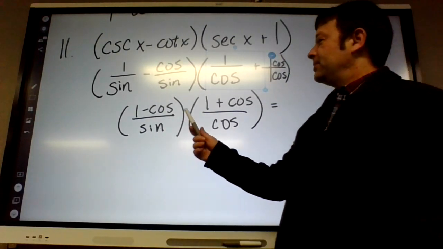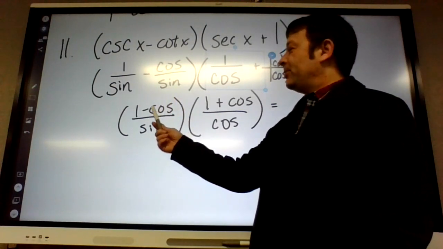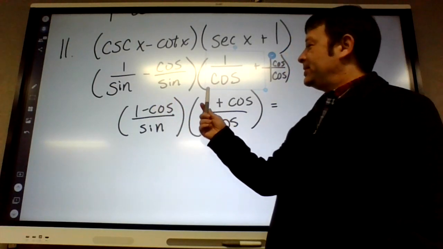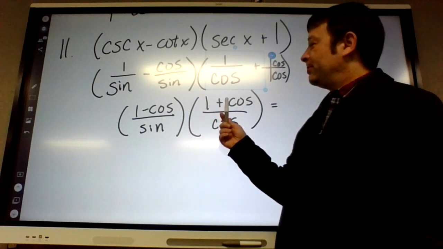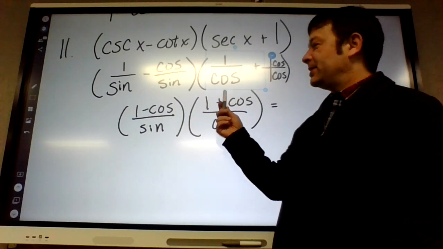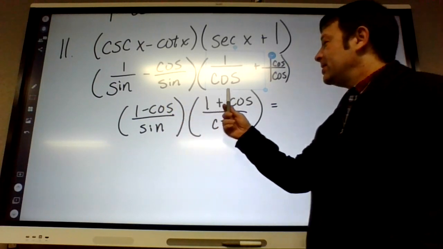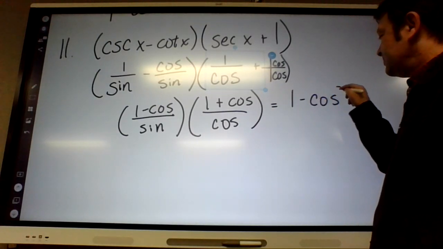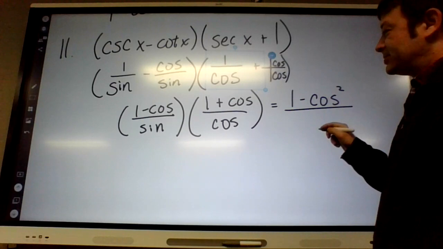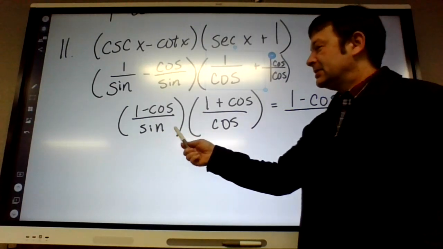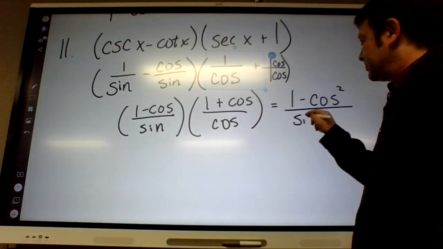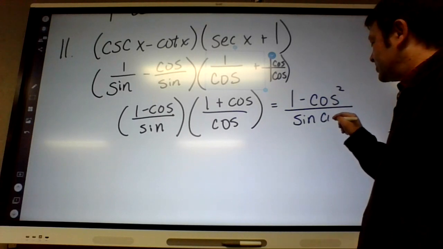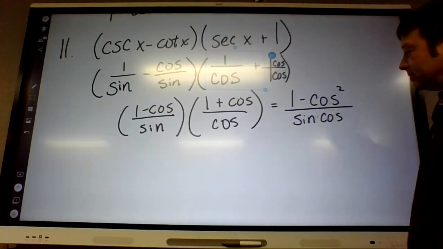Okay, so if we multiply the top together, what would that be? 1 minus cosine. It'd be 1 minus cosine squared. It's technically a FOIL, but they cancel out. So it's 1 minus cosine squared on top. And what's on bottom? Well, it doesn't really simplify. We're multiplying, it's just sine times cosine. It doesn't really simplify.